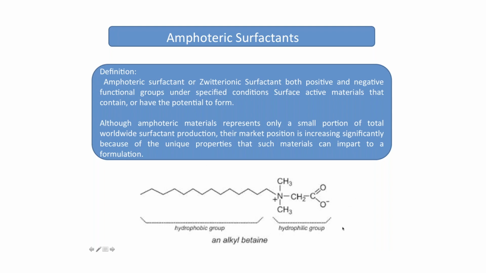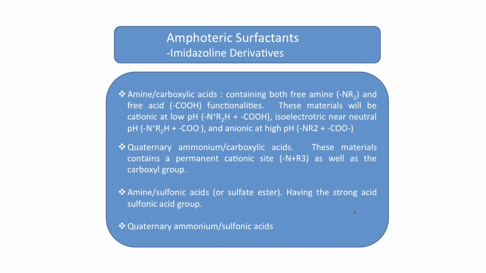Shown here is a structure of the zwitterionic surfactant alkyl betaine. Betaine has a combination of the ammonium group and the carboxylate group. So other types of derivatives can be amine based, amine carboxylic acid, or imidazoline derivatives, quaternary ammonium carboxylic combination. It can be an amine sulfonic acid giving you your sulfate ester, or quaternary ammonium sulfonic acid. And sometimes we just call them sultaines, sulfobetaines, etc.